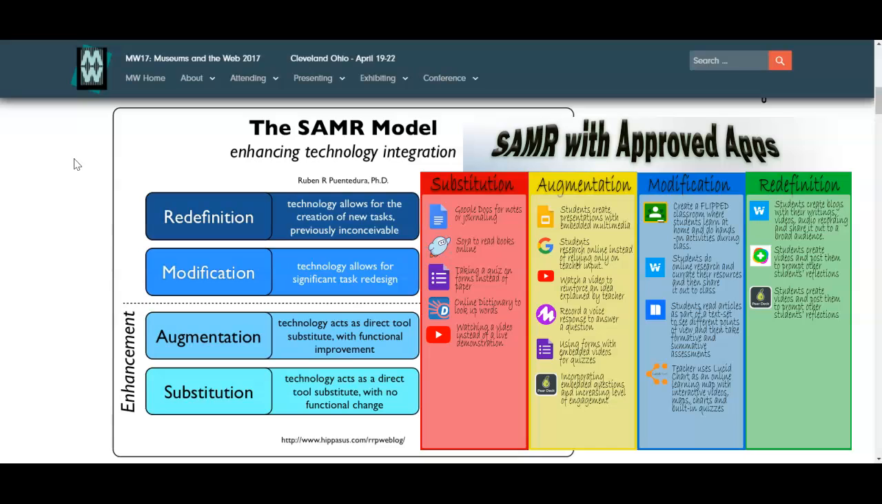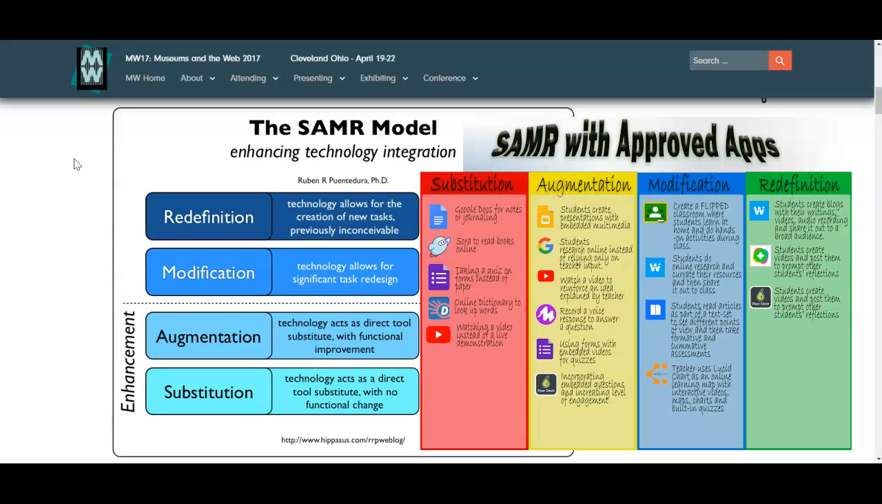The SAMR model is a framework created by Dr. Ruben Puentedura, and he designed it to create a shared or common language across disciplines. It categorizes the range of the different classroom technology integration techniques into 4 degrees of tech usage. The letters SAMR stand for substitution, augmentation, modification, and redefinition.